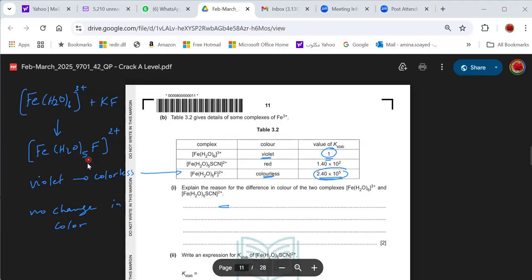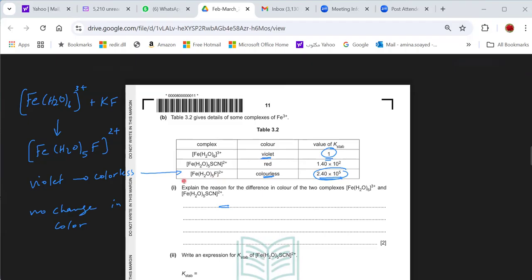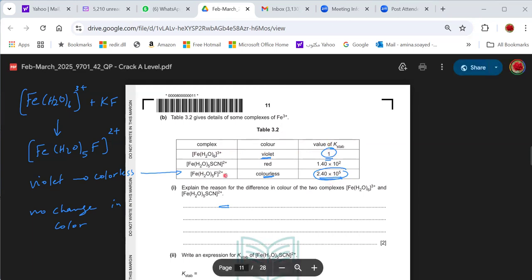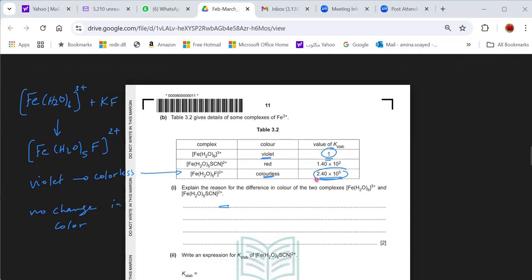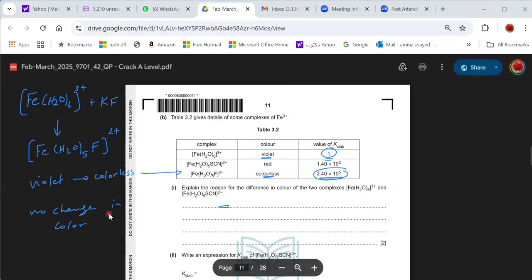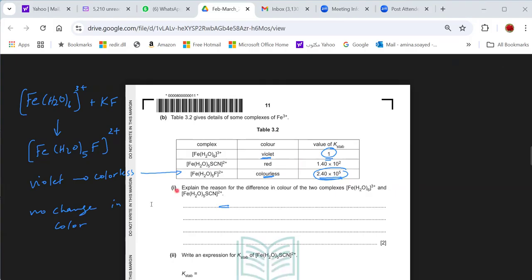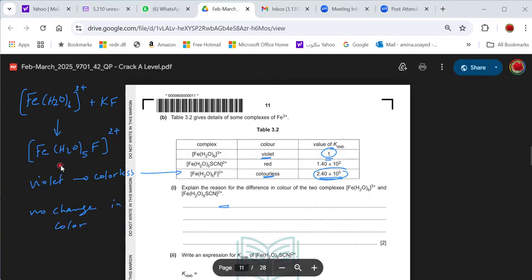So in the first case, the violet color changed to colorless because the stability constant of the fluoride complex is greater than that of the hexaaqua iron(III) complex. Since the stability constant is greater, this complex is going to be formed when hexaaqua iron(III) reacts with the potassium fluoride. So the color will change from violet to colorless. But as the stability constant of the fluoride complex is greater than that of the thiocyanate complex, no reaction will take place when we add potassium thiocyanate to the fluoride complex.